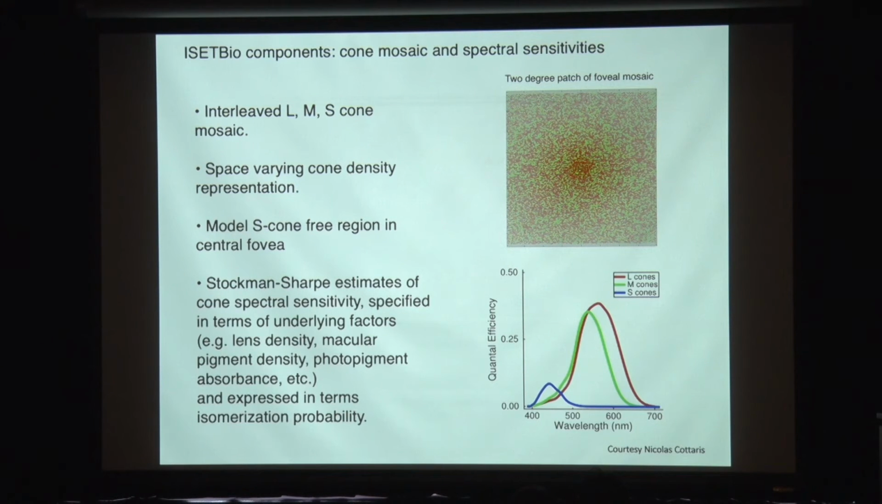They're very small dots. And we actually have an algorithm that generates model mosaics that model the fall off in cone density with eccentricity. And we try to get this stuff as right as we can. And so we have the cone mosaic. And from that, we can calculate the isomerization rate of the photopigment in the individual cones in the mosaic.